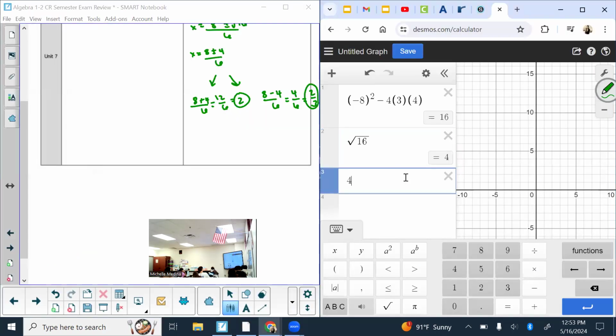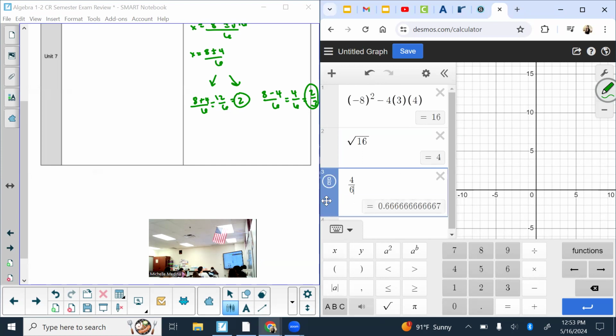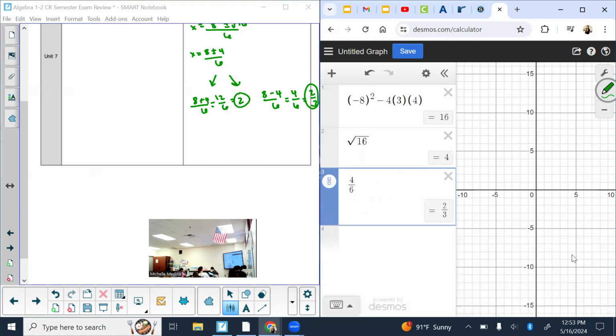And guess what? If you are not good at simplifying your fractions, you just type it into Desmos like this, and press this little button. Now it gives me my simplified fraction, okay? So no excuses, but those are my two solutions using the quadratic formula. You could do factoring too, but you would get those answers if you were right. Questions on that?